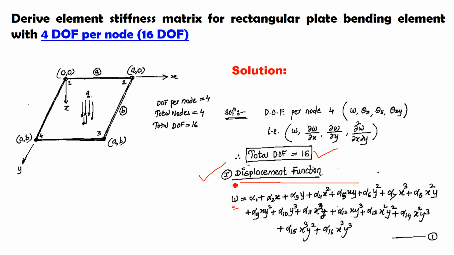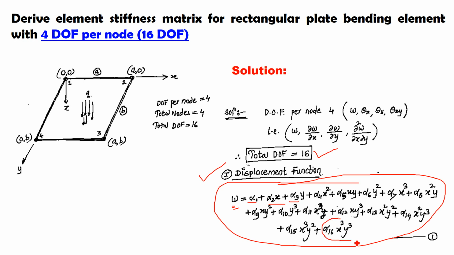If you look at this equation, it is written like this: alpha 1 plus alpha 2x plus alpha 3y up to the last element, alpha 16 x cube y cube. Now if we know the polynomial of deflection, we can find out the rotations very easily: theta x, theta y and theta xy. There are three rotations here.